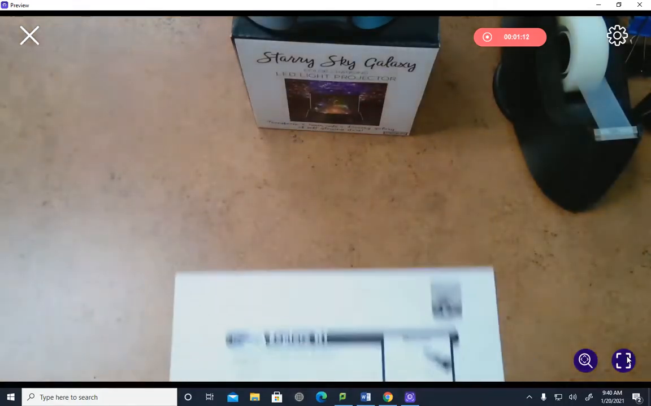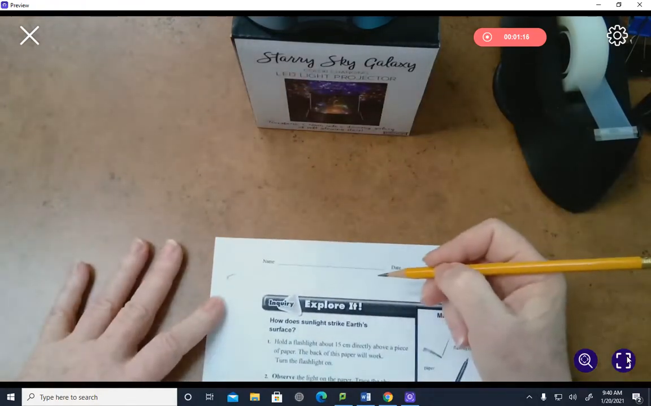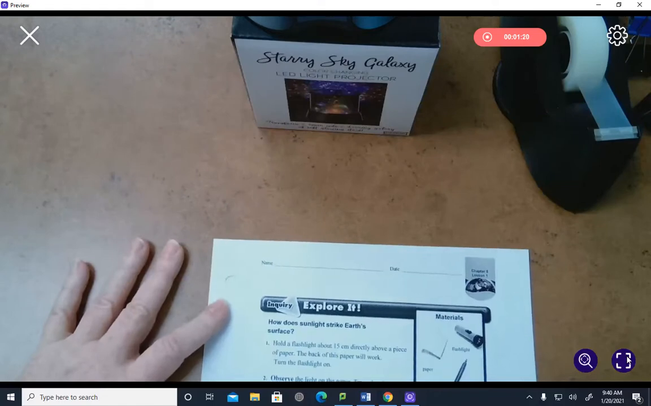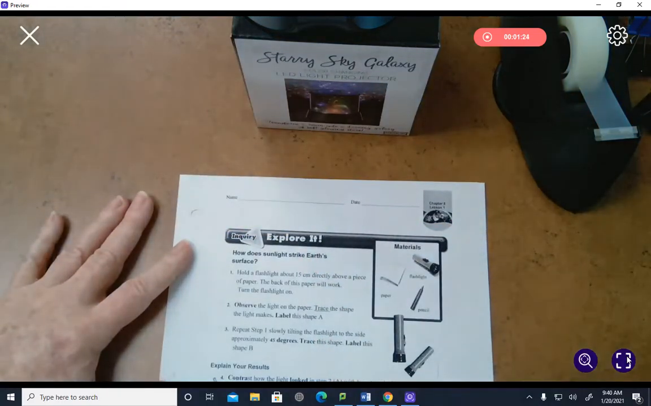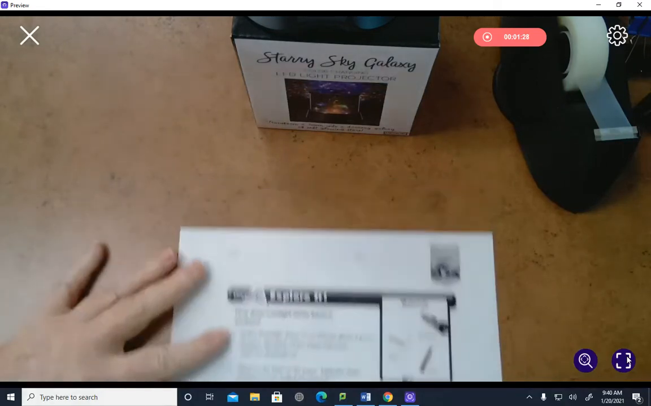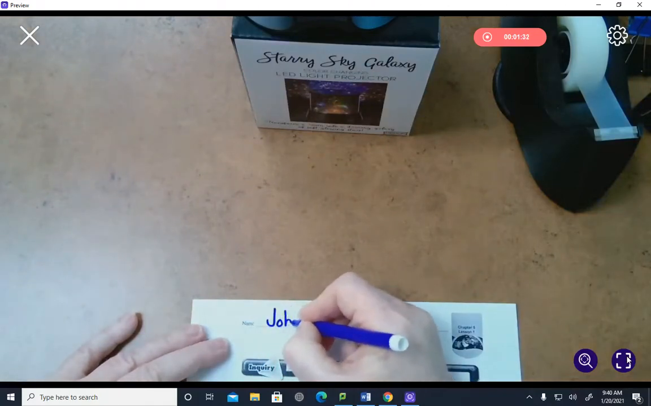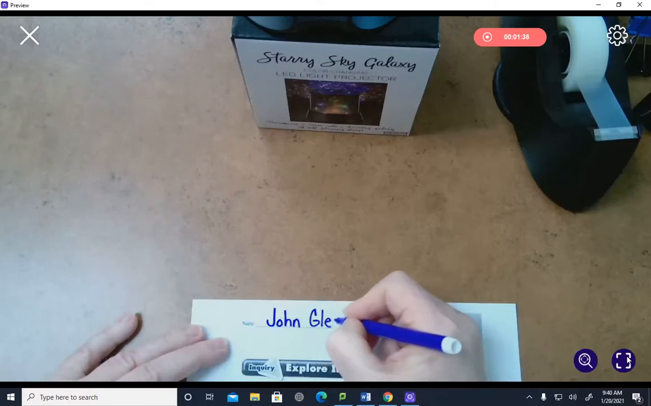And the first thing I always start with to sort of take ownership is I write my name on here. So some of the kids said that it's hard to see when I write in pencil, so I'm going to set that aside and I'll write in a marker so it's nice and dark. So I'm just going to make up a name here.